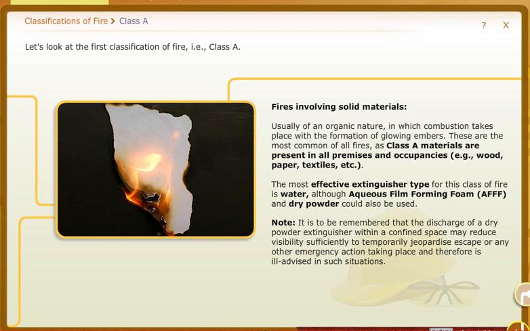Note, it is to be remembered that the discharge of a dry powder extinguisher within a confined space may reduce visibility sufficiently to temporarily jeopardize escape or any other emergency action taking place, and therefore is ill-advised in such situations.